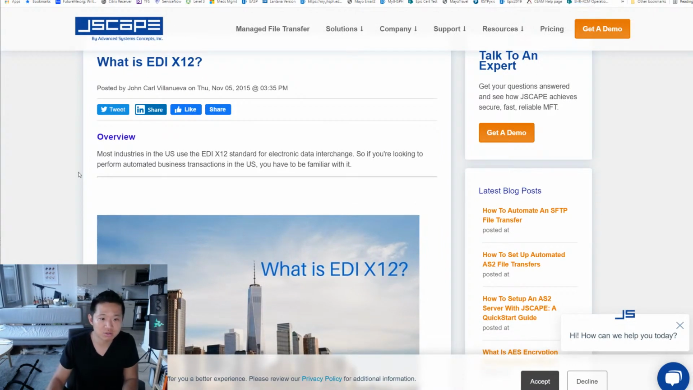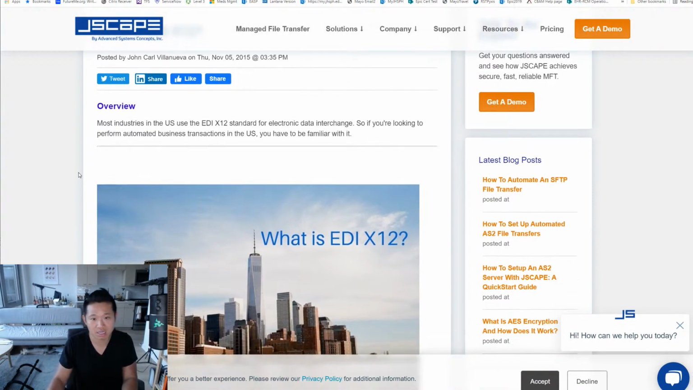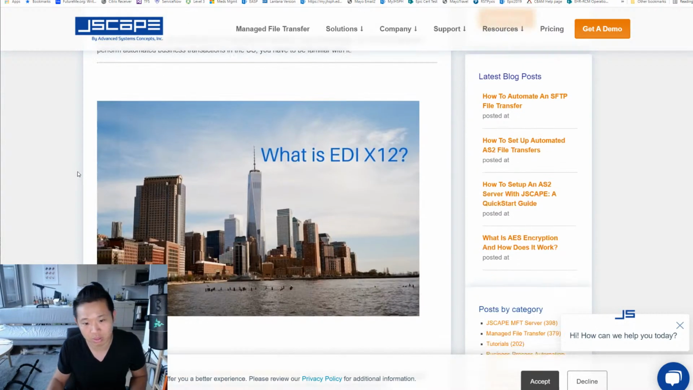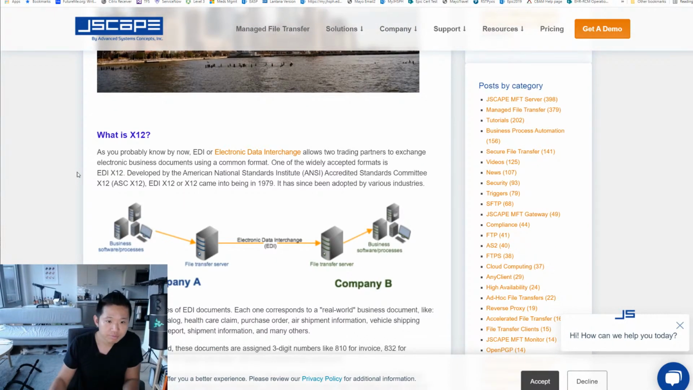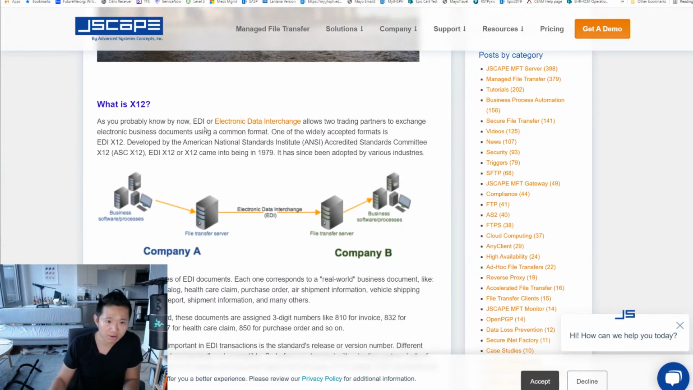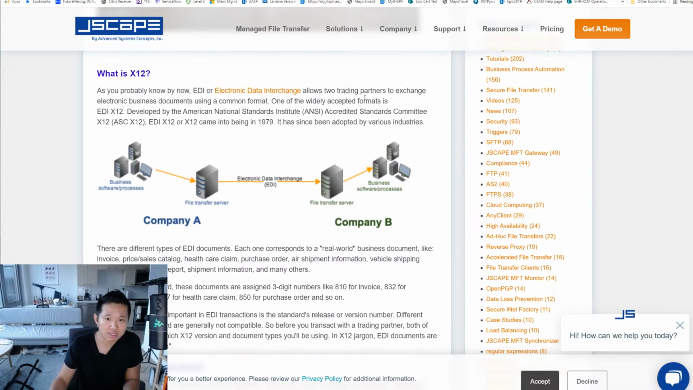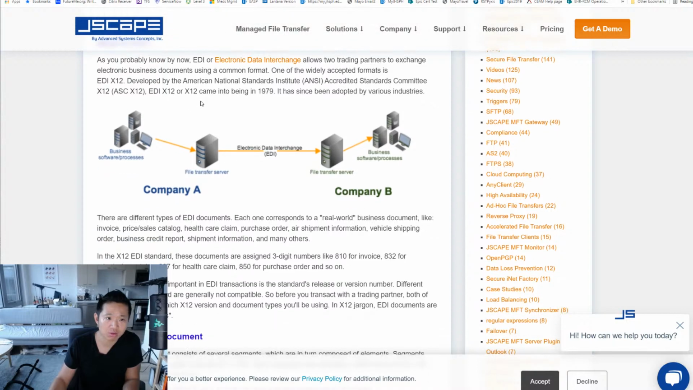Most industries in the US use the EDI X12 standard for electronic data interchange. So if you're looking to perform automated business transactions in the US, you have to be familiar with it. As you probably know by now, EDI, or electronic data interchange, allows two trading partners to exchange electronic business documents using a common format. One of the widely accepted formats is EDI X12, developed by the ANSI Accredited Standards Committee. EDI X12, or X12, came into being in 1979 and has since been adopted by various industries.